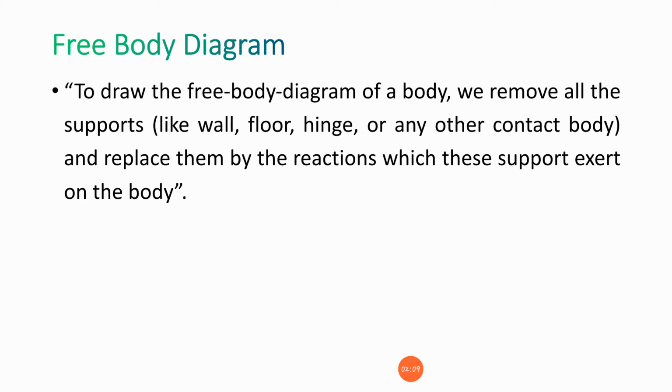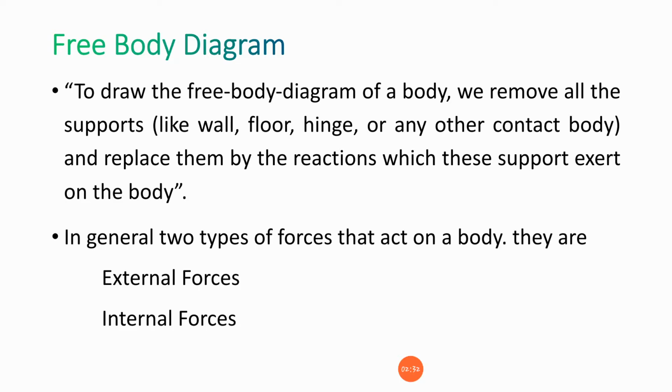So if you want to draw the free body diagram, we need to remove all the supports which come in terms of different contacts. Then we replace them by the reactions which these supports exert on the body. That means the contact body exerts some resultant, and the same resultant we get from the reaction forces. So we replace them by the reactions.